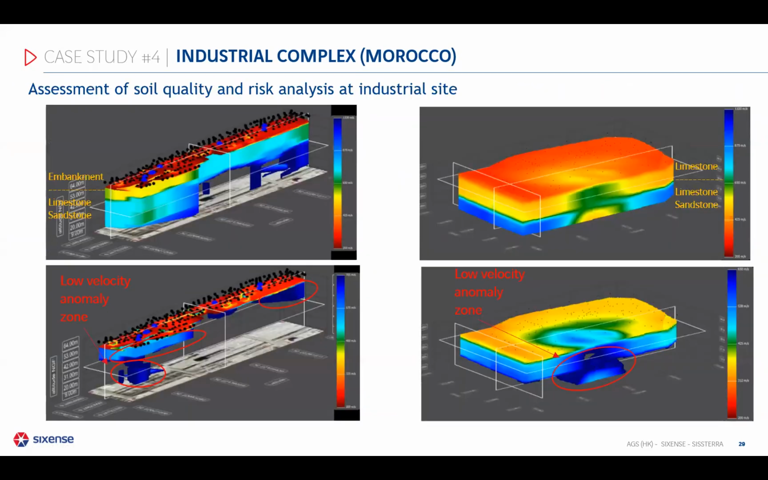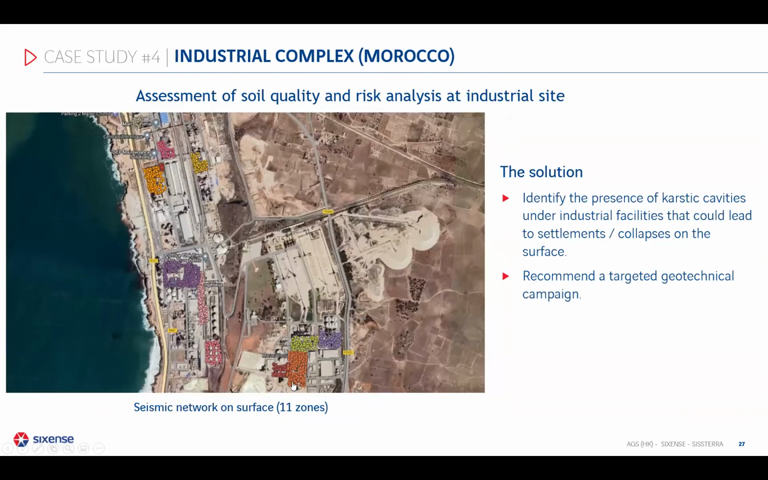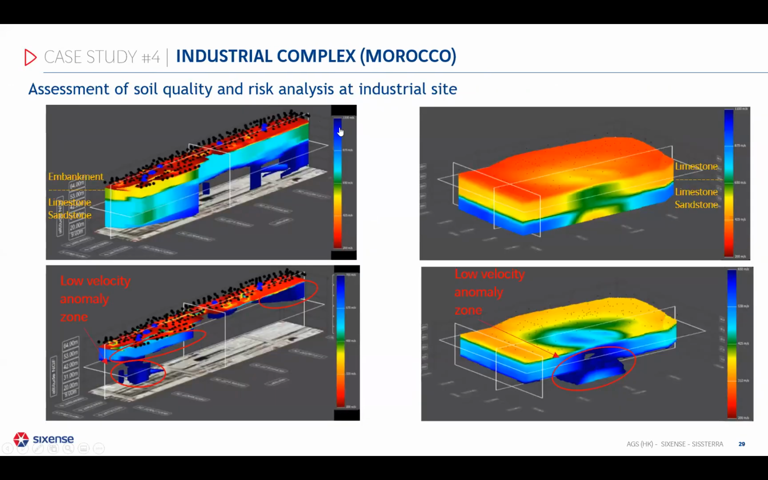And the final result was a 3D imaging of the shear velocity measurement. So here I show two main results of two main areas. One is located here and another one here, I guess. And these are shear velocity measurements down to 30, 40 meters depth. So this was the depth that was mainly interesting for the client.